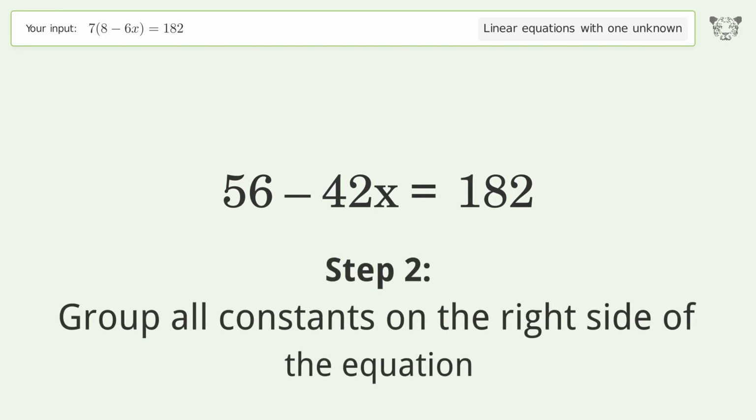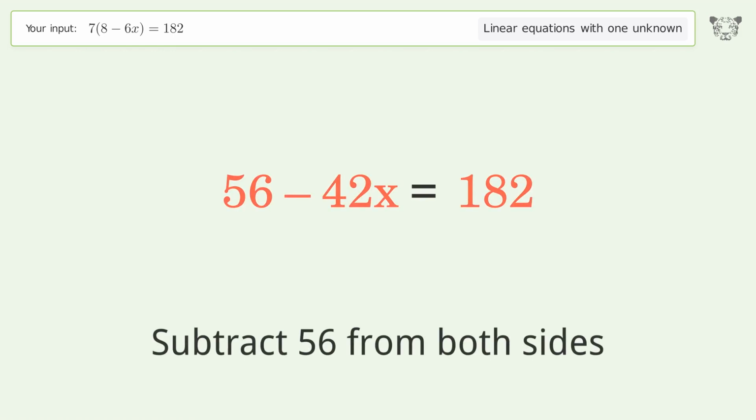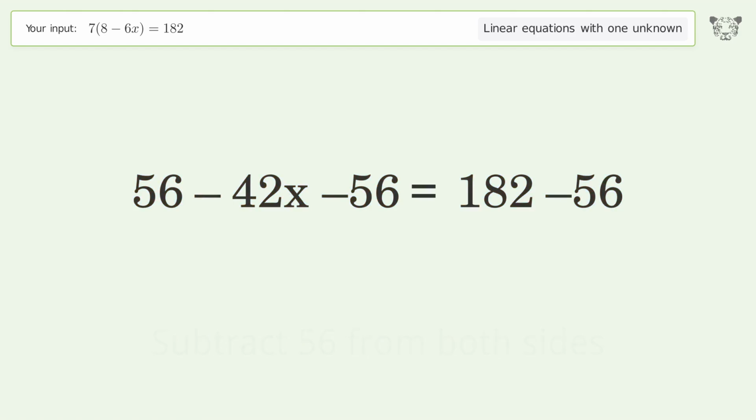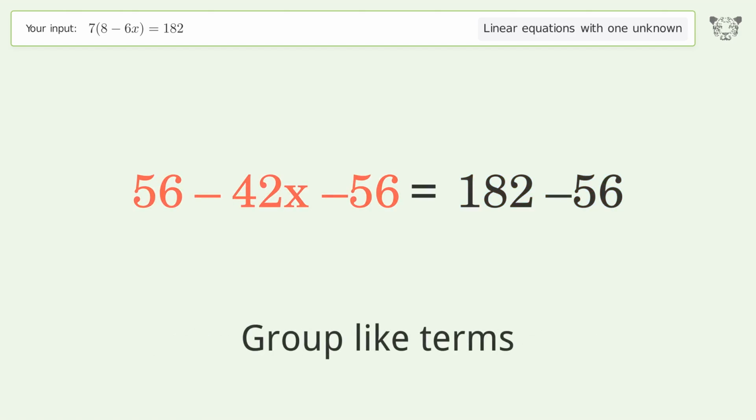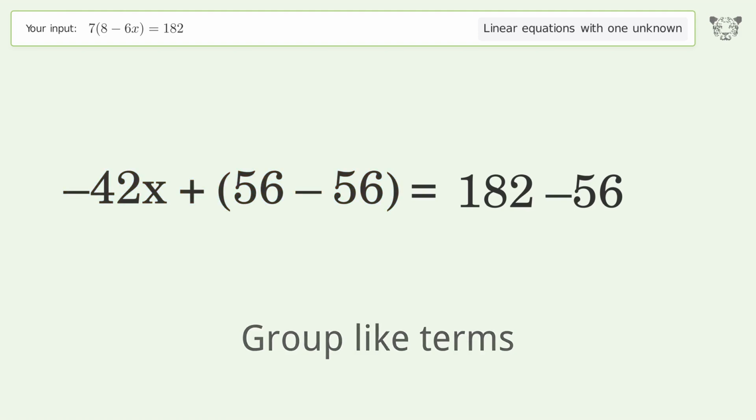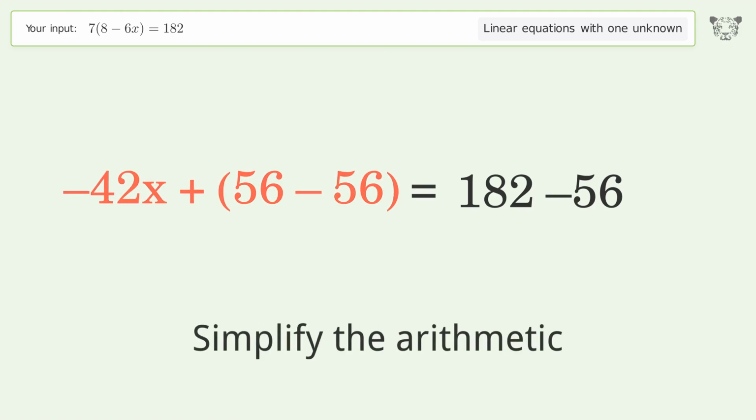Group all constants on the right side of the equation. Subtract 56 from both sides. Group like terms. Simplify the arithmetic.